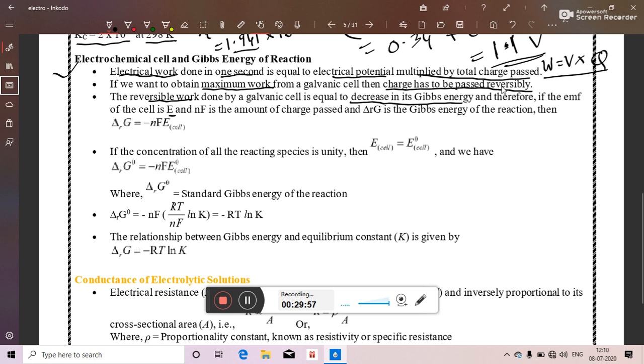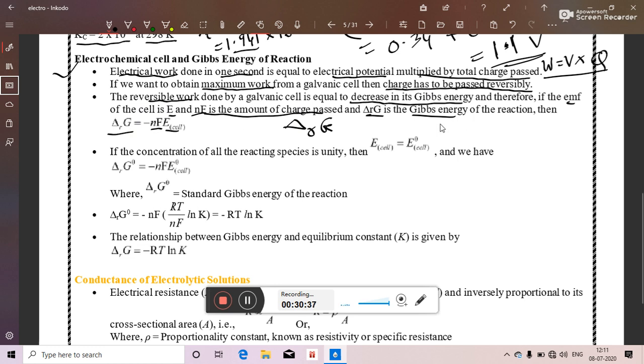so if EMF, that is electromotive force of the cell, is capital E, that is the potential of the cell, and nF is the amount of charge passed, and delta G_r, that is free energy change of reaction, is the Gibbs energy of the reaction, then delta G_r, that is Gibbs energy change of the reaction, is equal to minus nF E cell, okay, where nF is the amount of charge passed. Here you will see that charge carried by 1 mole of electrons is 1 Faraday, okay.